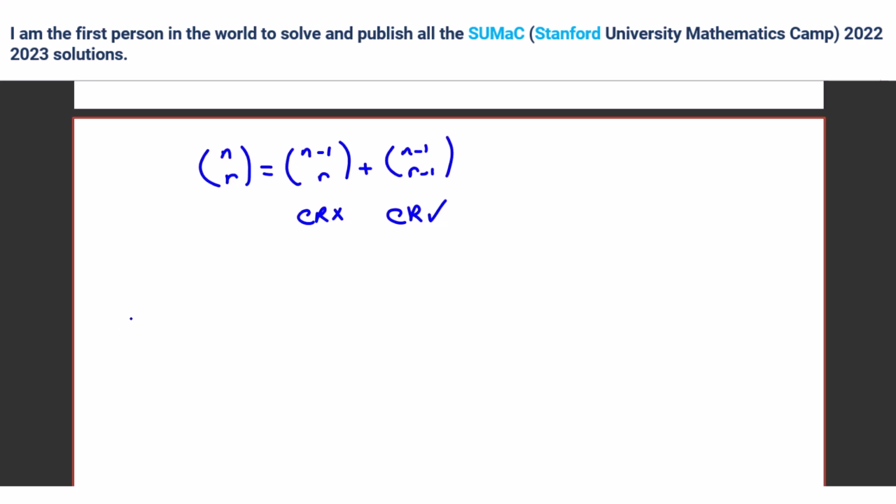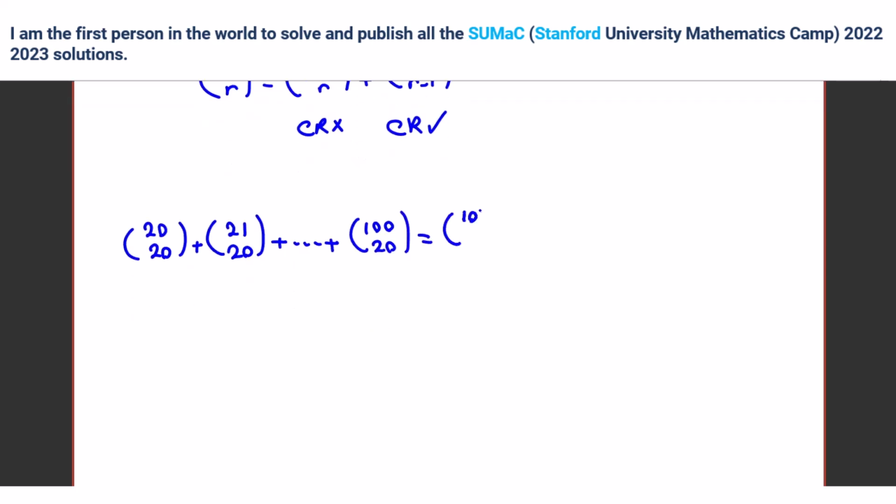Aha. k choose k plus, well, let me tell you with numbers. 20 choose 20 plus 21 choose 20 plus up to 100 choose 20 is what? It's 101 choose 21. Yes, and look, for all identities, sometimes it doesn't start from the beginning. For example, they say, okay, 70 choose 20 plus 71 choose 20 up to 100 choose 20. How can we solve this?